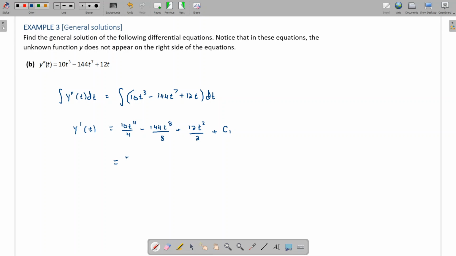So this reduces to 5t to the 4th minus 18t to the 8th plus 6t squared plus our c1. Okay, so then, like I said, we're going to do this again. Just take the antiderivative of both sides.